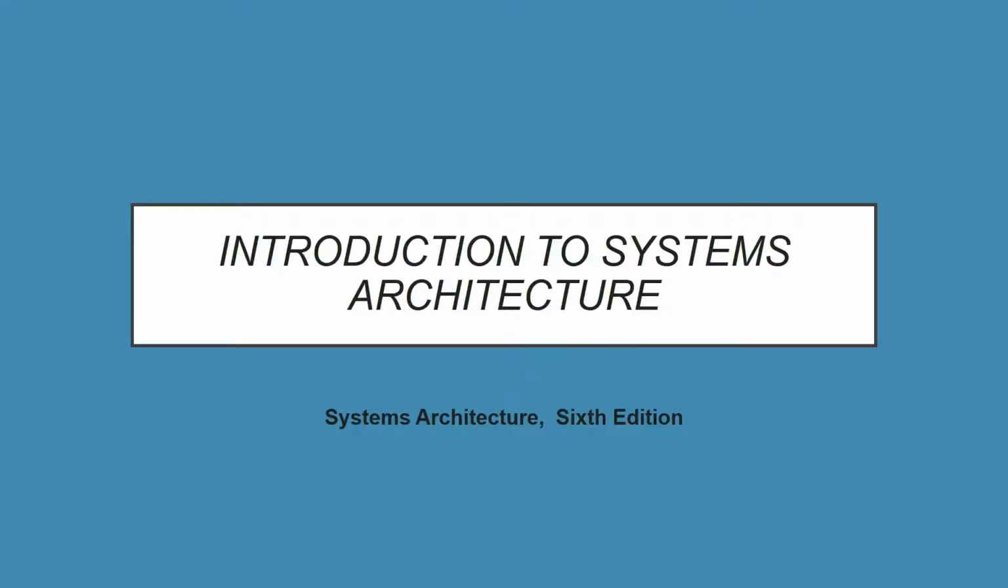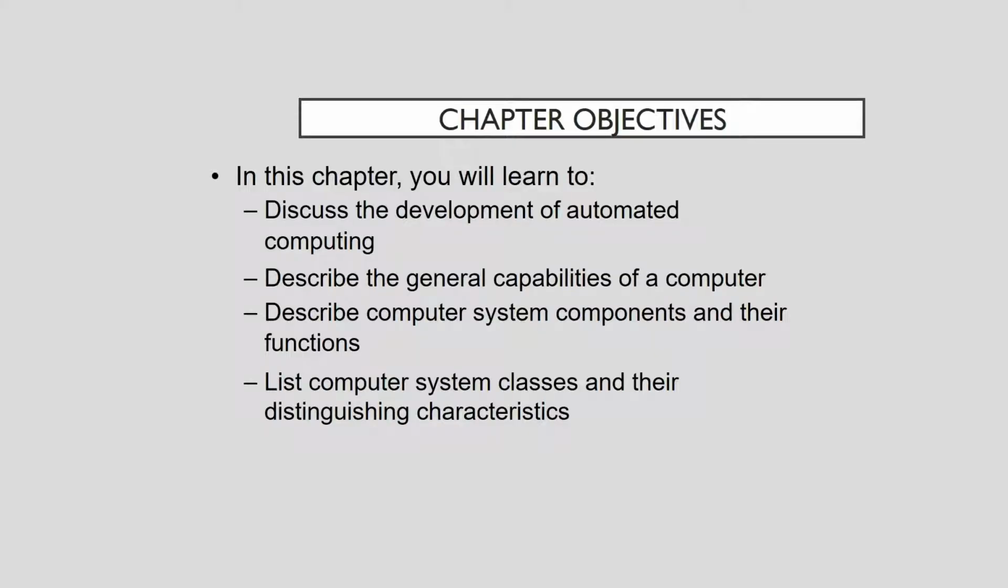This video will discuss the introduction to systems architecture. In this chapter, you will learn to discuss the development of automated computing, describe the general capabilities of a computer, describe computer hardware components and their functions, and list down computer system classes and their distinguishing characteristics.